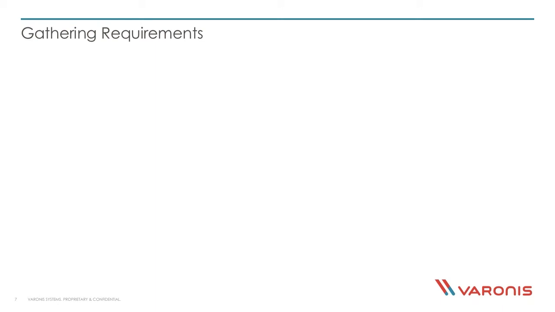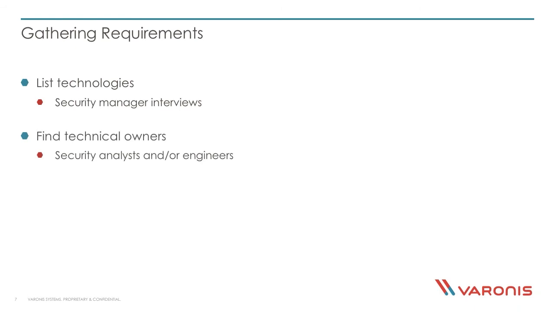The first step is gathering the information we need to write our security procedure. The first thing is to gather the list of technologies that your security team is responsible for. For example, the antivirus, the data loss prevention, the SIEM solution, and so on. To get this information, the best person to ask is the security manager of the security team. The second piece of information you need is who are the technical owners of each technology. And by that, I mean a security analyst or a security engineer that knows a lot about the tool and is responsible for it.